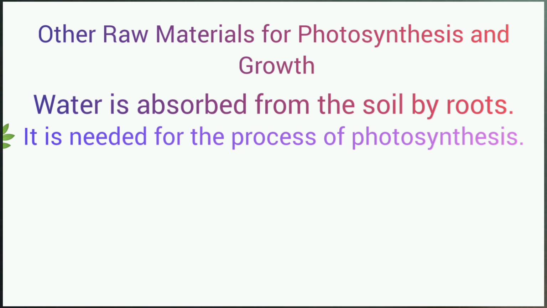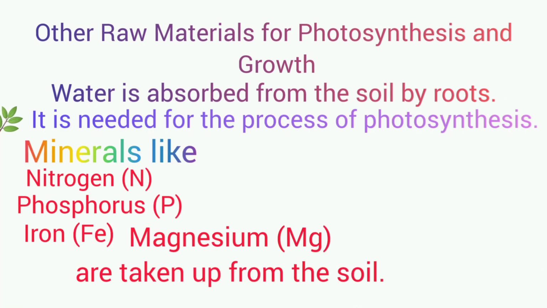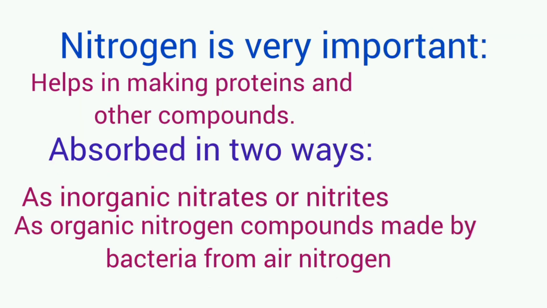So far we learned how plants make their own food using sunlight, but for building their body, they also need raw materials like water and minerals. Water comes from the soil through roots, and minerals like nitrogen, phosphorus, iron, magnesium help in making important things like proteins. Nitrogen is especially important, and the plants absorb it either as nitrates or as organic compounds prepared by helpful bacteria. So now we understood what are life processes, why food is essential, and how autotrophs like green plants prepare food through photosynthesis. In the next part, we will explore heterotrophic nutrition.